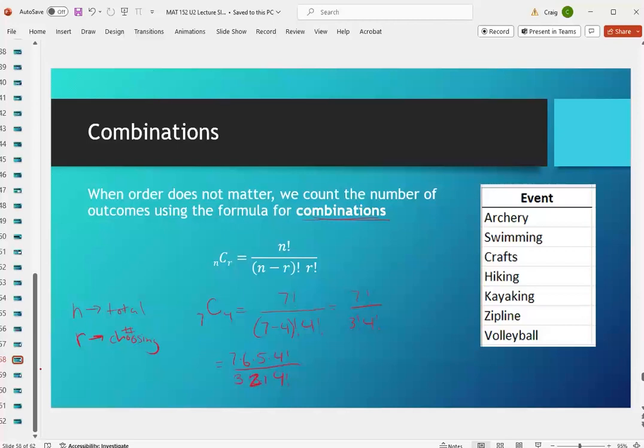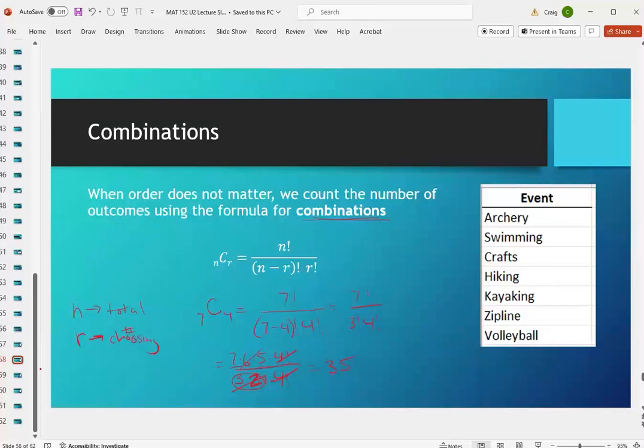Oh, I wrote 3 twice. So these cancel. 3 times 2 is 6. And what you wind up with is 7 times 5, or 35. And so there are 35 different ways that you can choose those 4 different events, if the order of your choices doesn't matter.